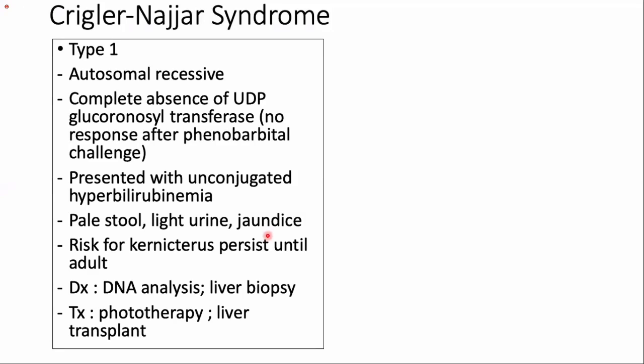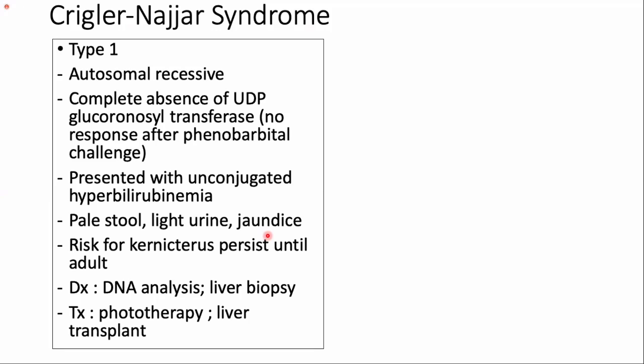Okay. Now we're going to look into Crigler-Najjar syndrome. As I mentioned before, this is one of the causes of hepatic jaundice, where there will be a decrease in conjugation. There are two types, type 1 and type 2. Both are autosomal recessive. Type 1 is the complete absence of UDP glucuronyl transferase, meaning that there is no enzyme to conjugate the bilirubin to become conjugated bilirubin. So the patient will present with unconjugated hyperbilirubinemia.